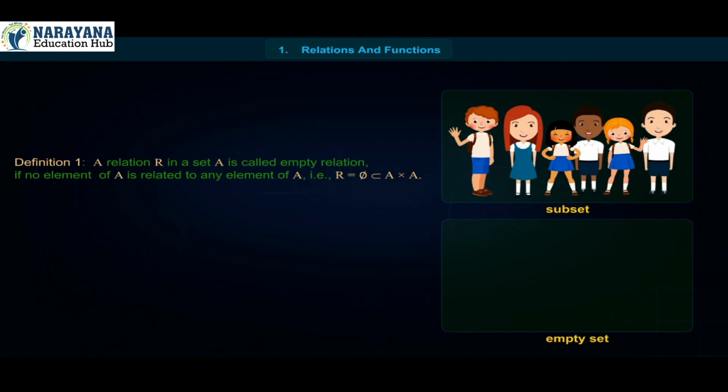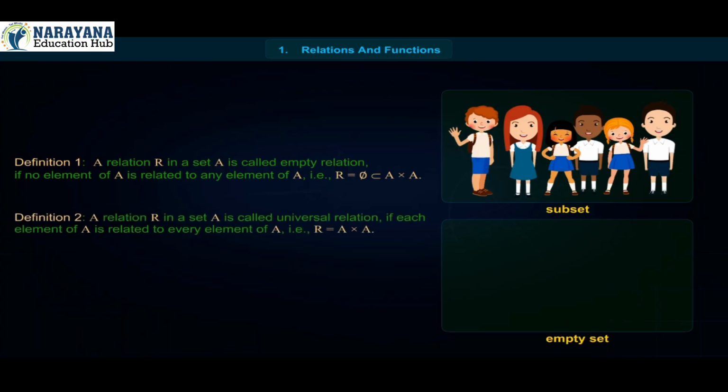Definition 1. A relation R in a set A is called an empty relation if no element of A is related to any element of A. That is, R = phi, a subset of A × A. Definition 2. A relation R in a set A is called a universal relation if each element of A is related to every element of A. That is, R = A × A. Both the empty relation and the universal relation are sometimes called trivial relations.